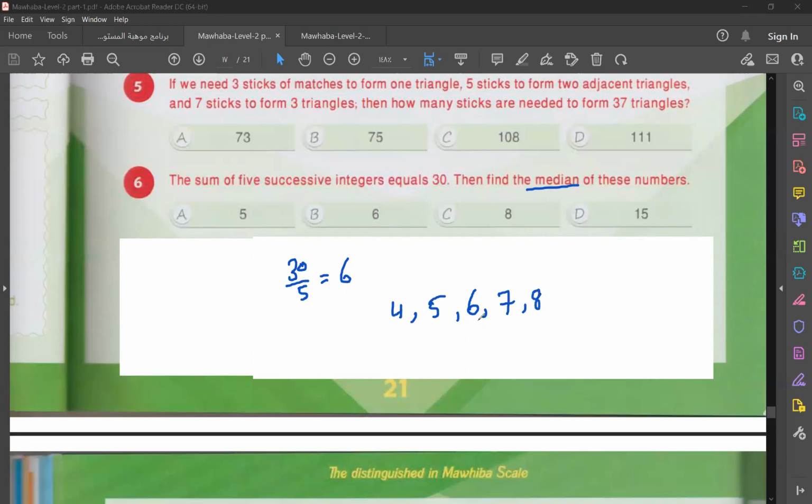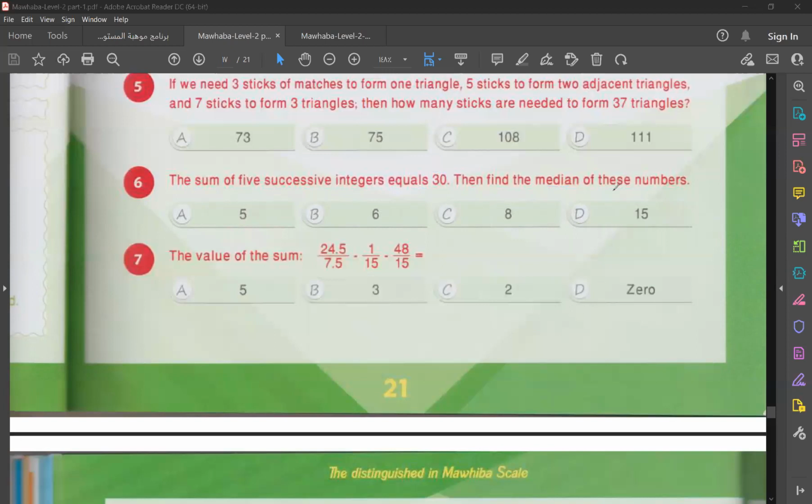So these are the 5 successive integers, and when you add them or combine them, you get 30, right? Yes, 30. So the median: you scratch out 4 and 8, then 5 and 7, and you get 6. That's right, number 1. Good job, perfect, Zahra.